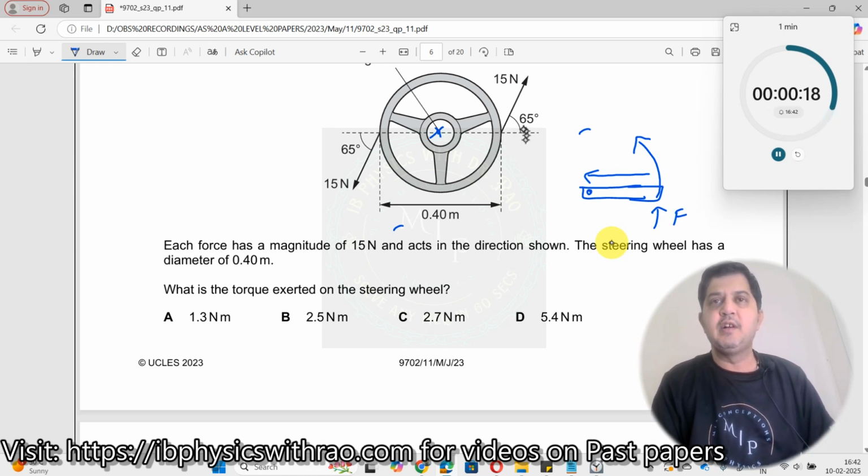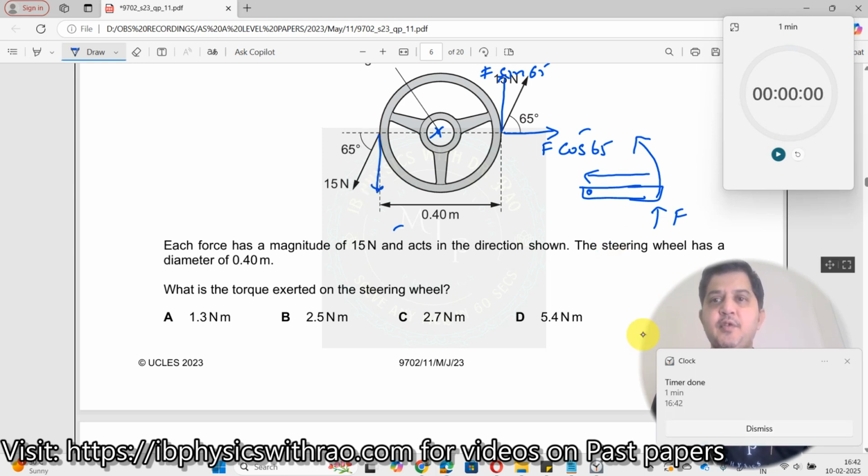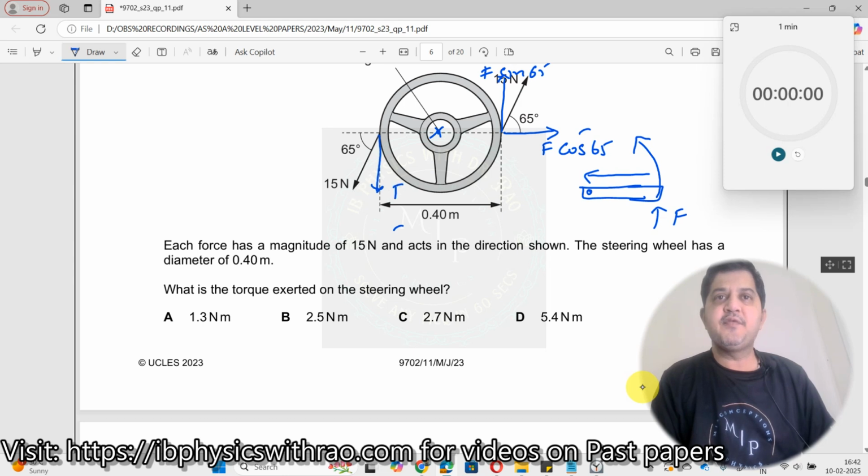So what should you do? Let us consider the perpendicular component of this force, which means first let us resolve this force into two parts. One along this direction, which will be F cos 65, and along this direction, it is F sin 65. Similarly, this is 15 N over here, with F sin 65 downwards, and along this direction it should be F cos 65.